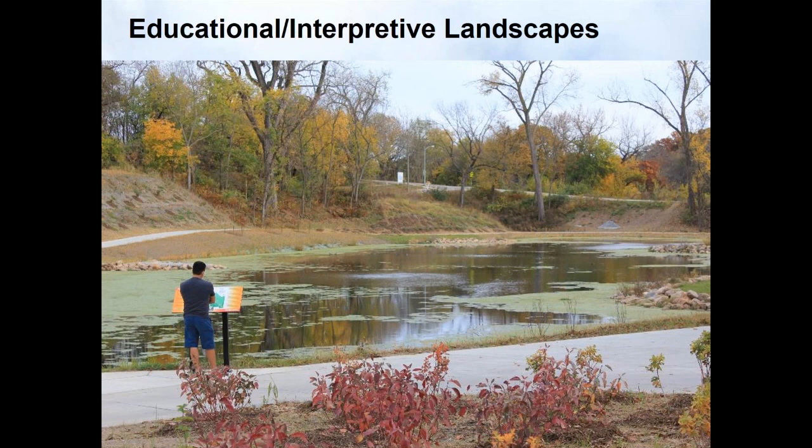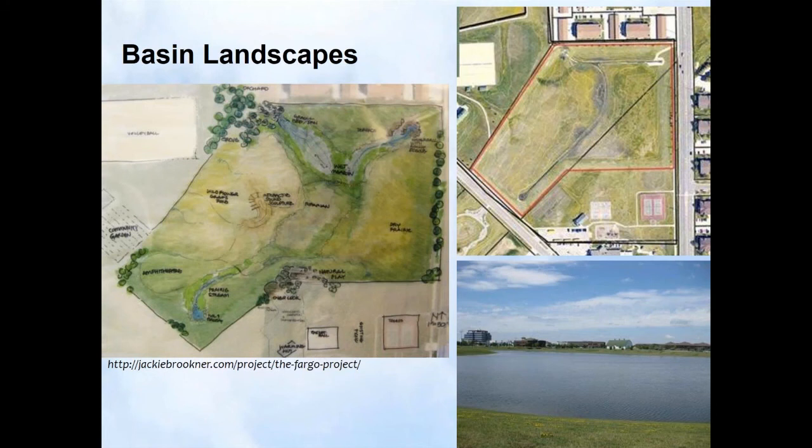So this project is in Fargo. It's called the Fargo Project. It's an 18-acre detention facility. It's essentially become a community asset. So it's got trails, volleyball courts, a sculpture garden, wildflower garden, amphitheater, some orchards, community garden plots.